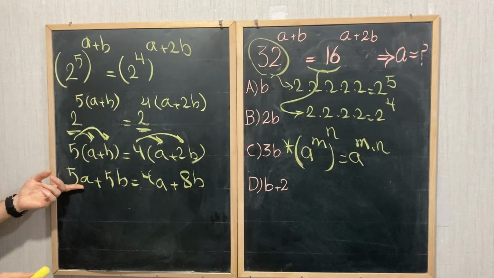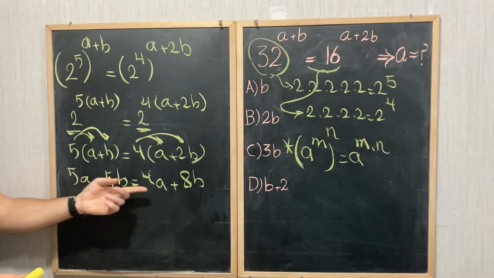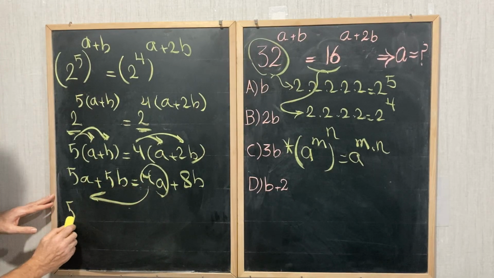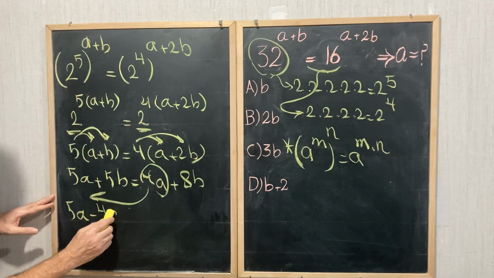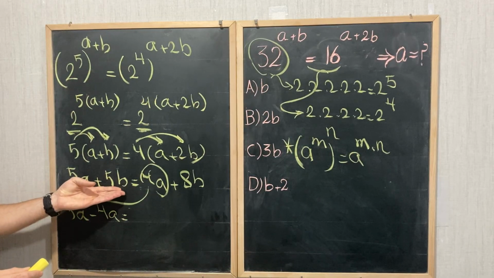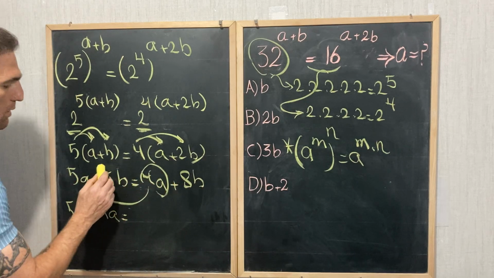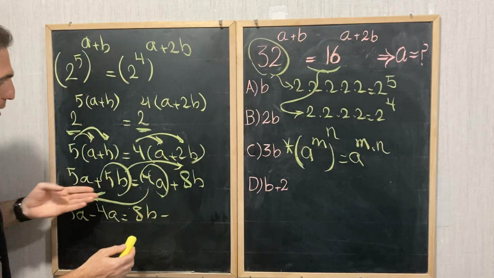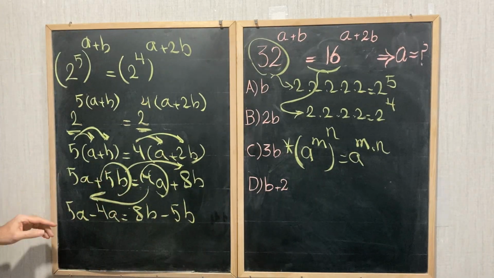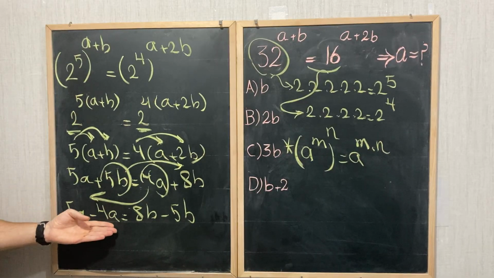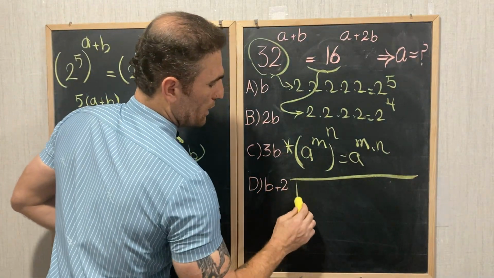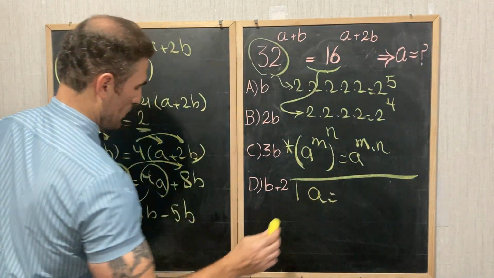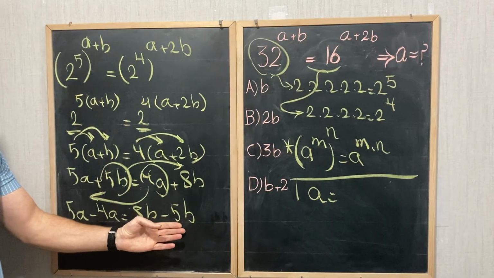Next step, we have 5a here, 4a here. Let's transpose this 4a to the left side. It's going to be 5a minus 4a equals. Let's transpose this 5b to the right side. It's going to be 8b minus 5b. But what is the next step? 5a minus 4a is going to be a. Also, 8b minus 5b is going to be 3b.